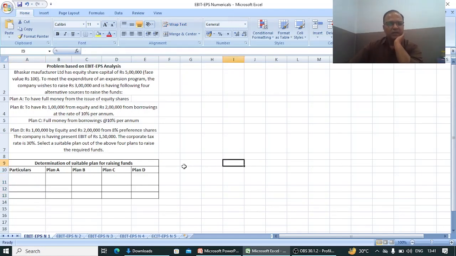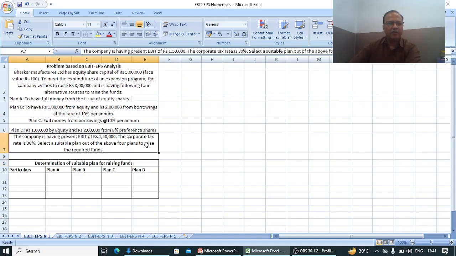Now, the company is having present EBIT of rupees 1,50,000. The corporate tax rate is 30%. Select a suitable plan out of the above four plans to raise the required fund. I think the problem is clear.